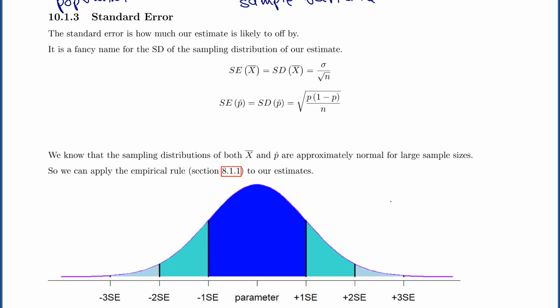So we mentioned the new name of standard error. That's how much our estimate is likely to be off by. It's just the fancy name for the standard deviation of our sampling distribution for our estimate. So the standard error for x bar is just equal to the standard deviation of x bar, and that's sigma over the square root of n. Now we know that our sampling distributions for both our sample mean and sample proportion are approximately normal for large sample sizes. So we can apply the empirical rule to our estimates.